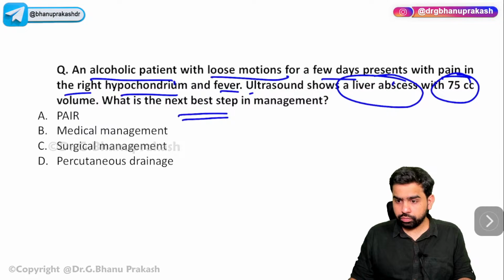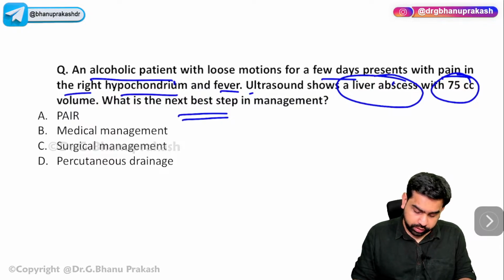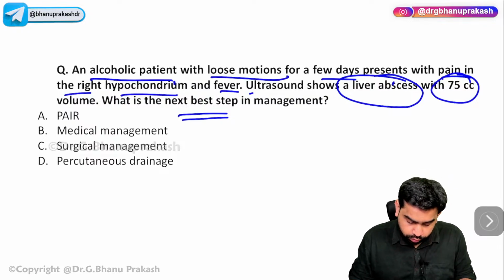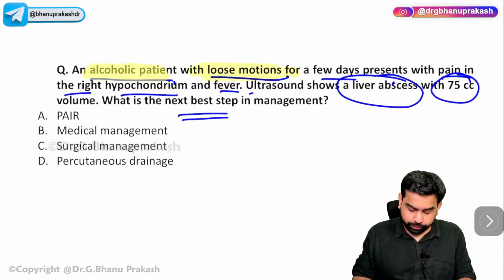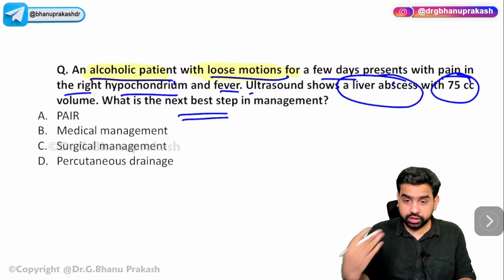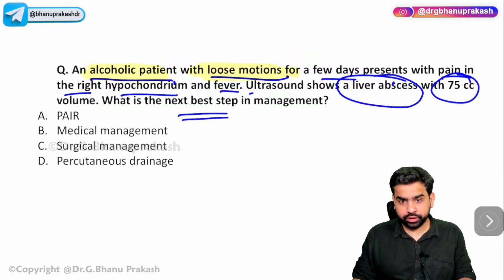Okay, so why is this an amoebic liver abscess? Can you please help me with this? Why is this an amoebic liver abscess? I hope you're able to understand that in the history, they have given you loose motions. There is a loose motion, and there is an alcoholic patient. So an alcoholic patient with loose motions, this is a liver abscess, an amoebic liver abscess. I hope you are able to understand this particular point.